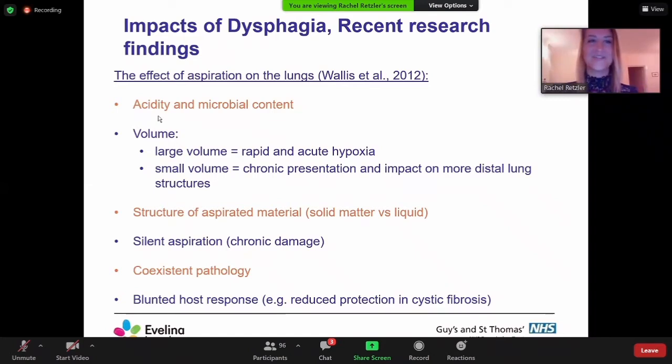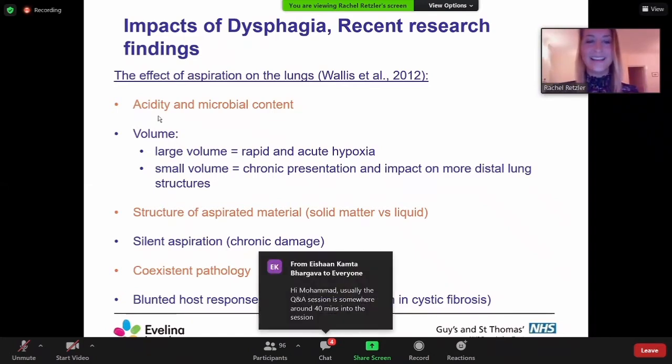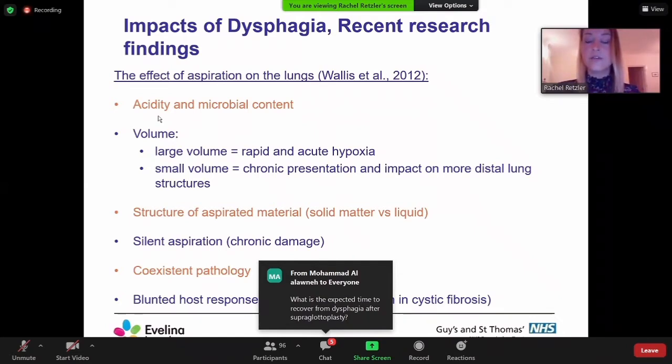Let all of that soak in for a moment. It's quite a lot there, but it shows how important it is to monitor and understand the impacts that aspiration can have on children's lung health.